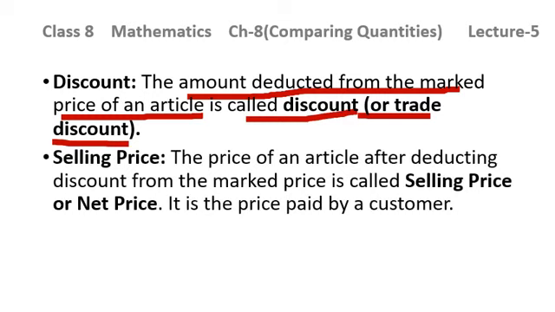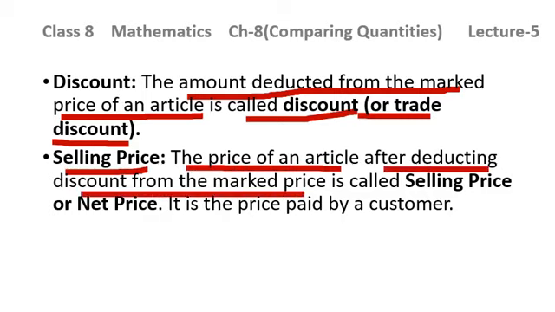Then we have learnt about selling price. Selling price, the price of an article after deducting discount from the marked price, is called selling price or net price. The other name of selling price is net price. It is the price paid by a customer. After the deduction of the discount from the marked price, the price which we need to pay, that is the price of the article, is your selling price.